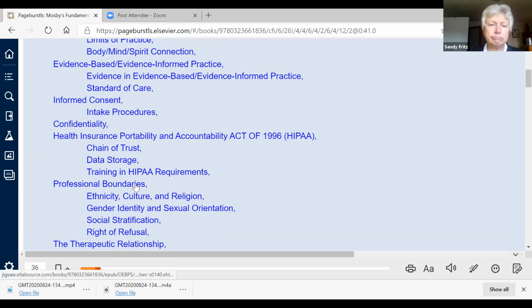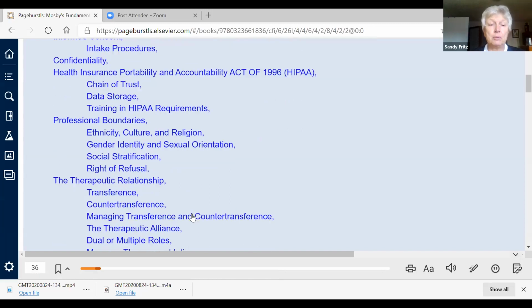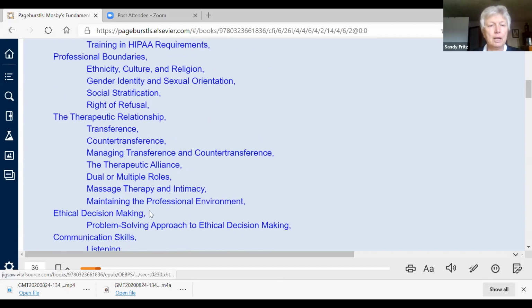How do we establish that respectful relationship where you are the massage therapist with the client? And how does a person's culture and religion and gender identity and sexual orientation work together within professional boundaries? It expands on the therapeutic relationship with concepts like transference, dual roles, etc. And then how to make ethical decisions.